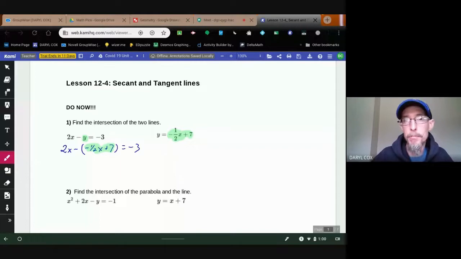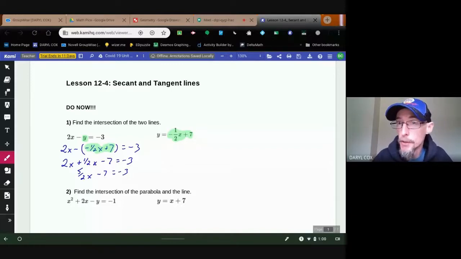Once we're at this point, now it's a basic equation, we just need to solve for x. So I'll distribute my negative 1. That's going to give me positive 1/2 x, negative 7. And always write everything out on your equation. Combine my like terms. I need a common denominator, so 2 becomes 4 over 2, and 4 plus 1 is 5. So that's 5 over 2 x minus 7 equals negative 3. I'll move my 7 to the other side, so that's adding 7 to both sides. I'm going to slide over to this side of the paper here. That's going to give me positive 4.